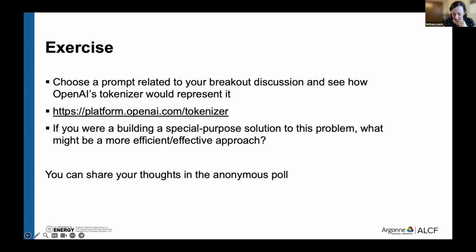Okay, so an exercise could be using OpenAI's tokenizer to see how a prompt would be represented, and then think about how, if you were building a special purpose solution to this problem, how you might do it more effectively. But it's already 4 o'clock, so let's skip this for now. You could always play around with it yourself. Miriam, if you can put that link in the chat to the tokenizer. I think this overlaps a lot with previous sessions, so we can skip this.